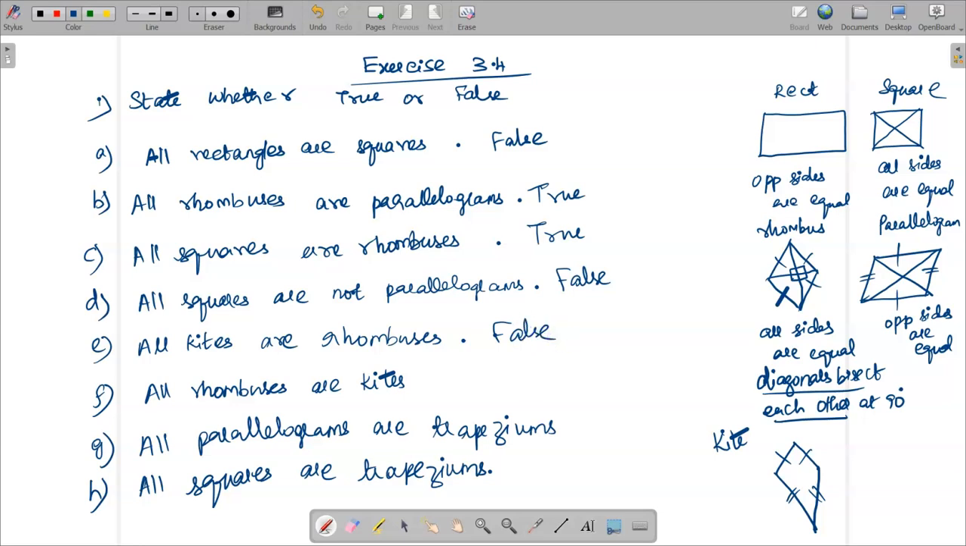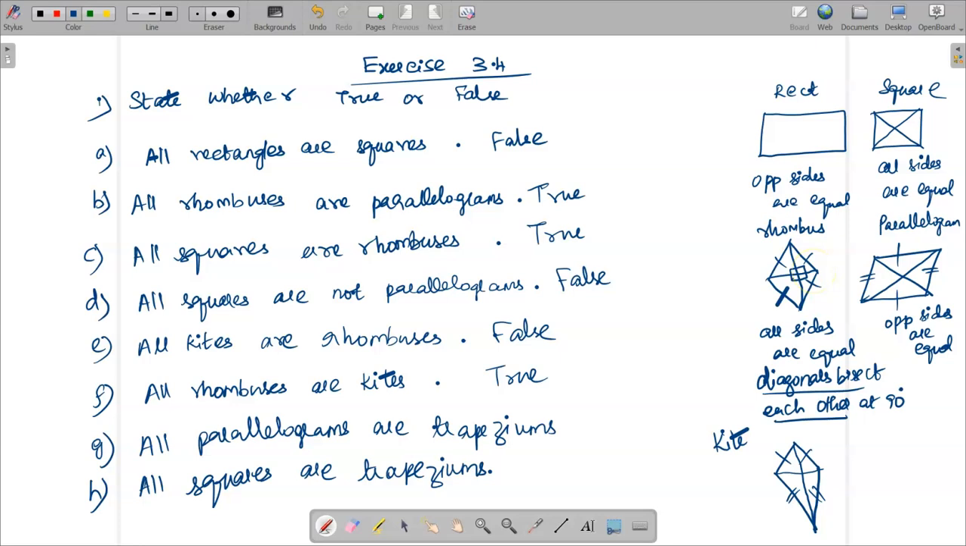The opposite way, all rhombuses are kites, correct. This rhombus I can consider as a kite also. Why? Because in a kite the adjacent two sides are equal, so these two sides are equal, and similarly these two sides are equal. And in a kite one of the diagonals bisects the other diagonal. Here also one diagonal bisects the other diagonal, right? So definitely all rhombuses are kites. The rhombus can act as a kite, but a kite cannot act as a rhombus.